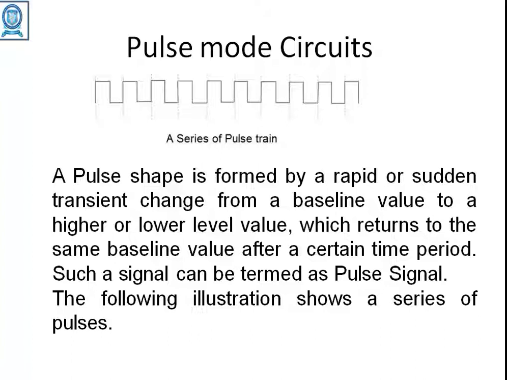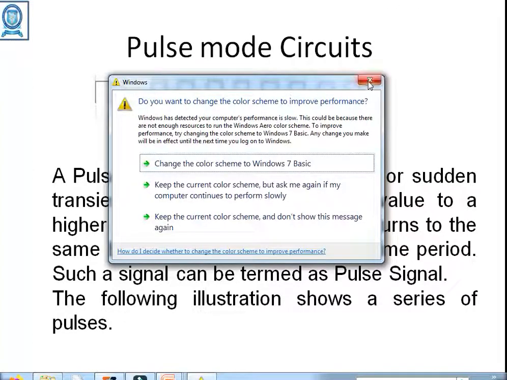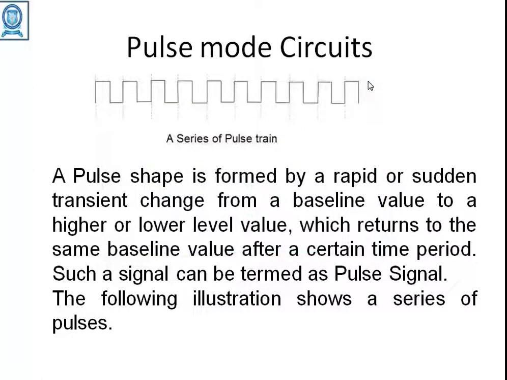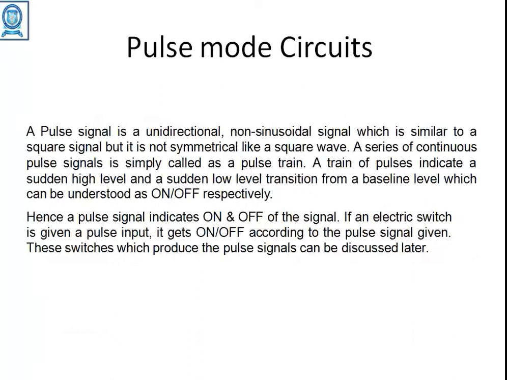The pulse shape is formed by a rapid and sudden transient change from a baseline value to a higher or lower level value, which returns to the same baseline value within a certain time period. Such a signal is termed a pulse signal. The following illustration shows a series of pulses. The pulse signal is a unidirectional non-sinusoidal signal, similar to a square wave signal, but it is not symmetrical like a square wave.